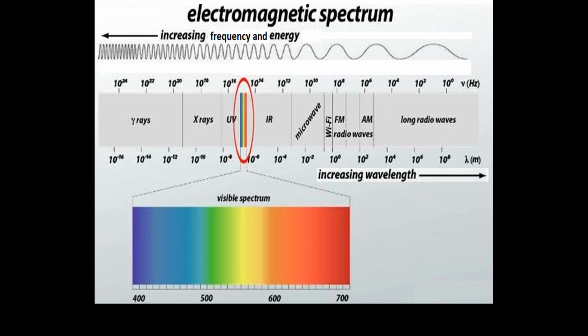So this is a broad spectrum which is representing all different waves: X-rays, gamma rays, ultraviolet rays, infrared, micro, radio, and so on. On top, the direction of left is representing the increasing frequency or energy level, and towards the right we can see the increasing wavelength.